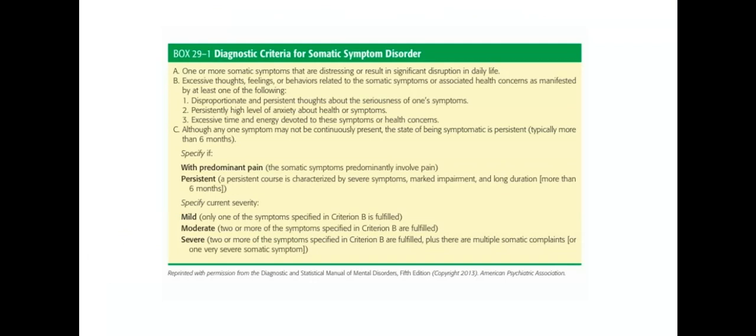But then the piece that I didn't say is that there's a predominant pain. Pain is usually involved in somatic symptoms, and it's persistent. So that means it has to be marked impairment and long duration. So it has to be more than 6 months. And then it's divided into mild, moderate, or severe.